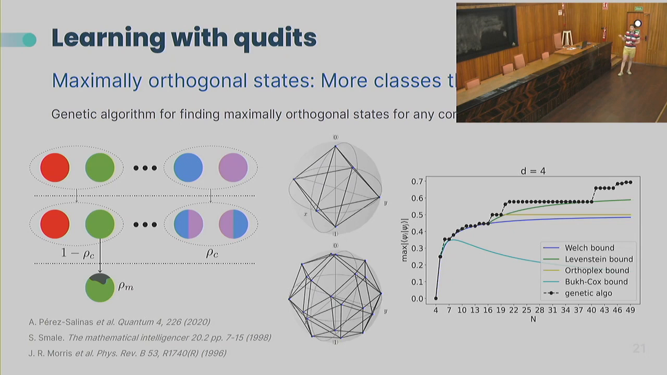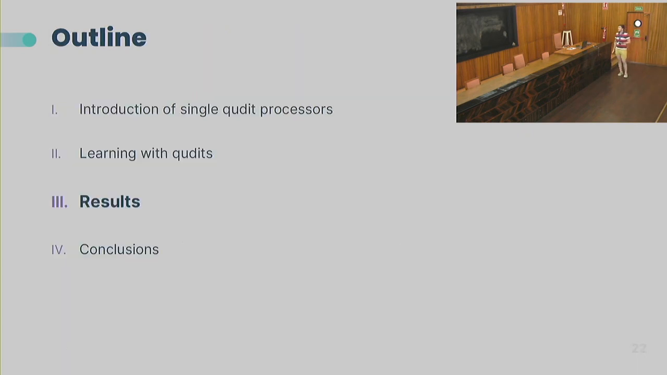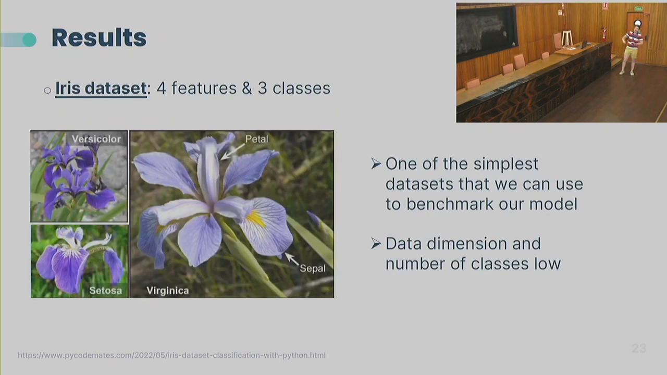And for this, we use a genetic algorithm, similar to the algorithm that Pablo explained before. I'm now going to show you the results that we got with all this procedure. We start with the most basic and simple data set, the Iris data set, which contains 4 features and 3 classes.